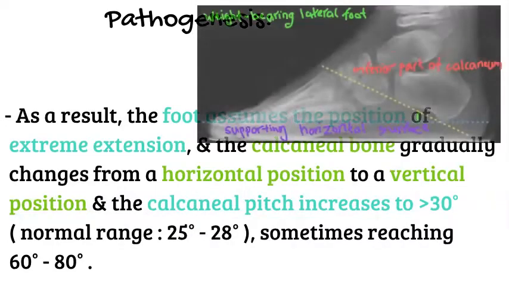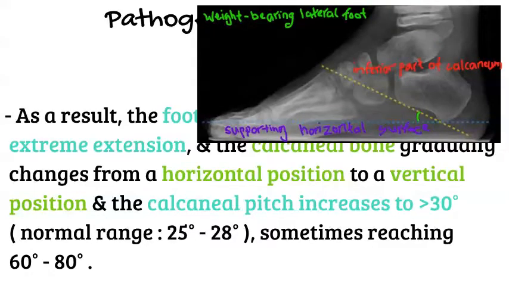This picture illustrates the calcaneal pitch, also known as calcaneal inclination angle. It is useful in assessing medial arch height. This angle is formed on a weight-bearing lateral foot radiograph between the calcaneal inclination axis, that is the most inferior part of the calcaneum, and the supporting horizontal surface.